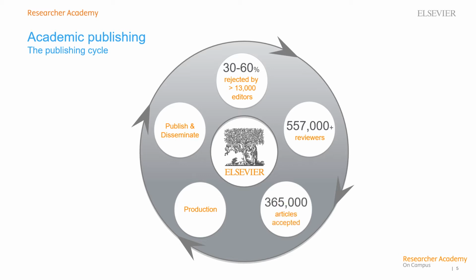Overall, 365,000 articles are in the end accepted by the editors each year and produced, which means typeset, posted online, linked to the various external platforms like, for instance, PubMed, promoted to the appropriate audience by our marketing teams, and of course archived for future use. 12.6 million articles are now available and have been downloaded over 700 million times by 11 million researchers across more than 120 countries.